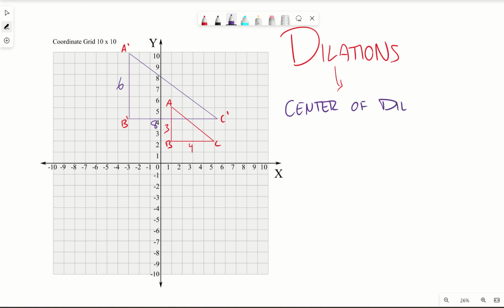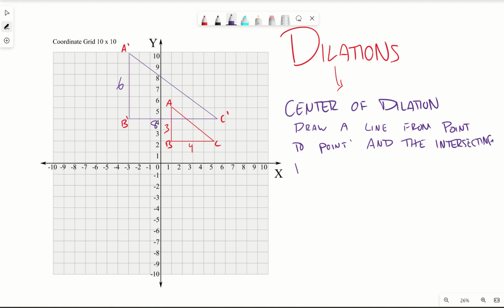Center of dilation. And how to find the center of dilation is to draw a line from point to point prime, and the intersecting point of all lines is the center of dilation. Okay, that sounds very confusing. I'm going to explain to you what that means.